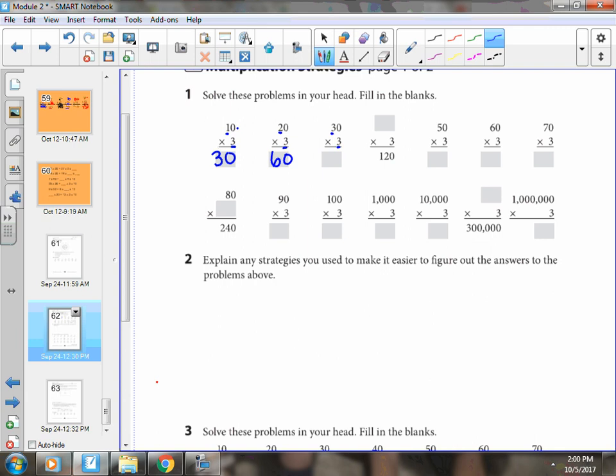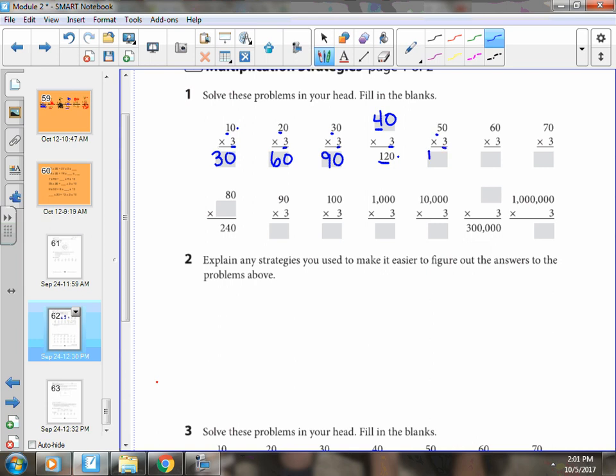3 times 3 is 9, 1 0 on the top, 1 0 on the bottom. What times 3 is 12? 4 times 3 is 12. There's 1 0 on the bottom, so I also need 1 0 on the top. So when you're multiplying with extended facts, look at the basic fact and then make sure that the zeros are balanced. The same number of extra zeros in the problem, the same number of extra zeros in the answer.